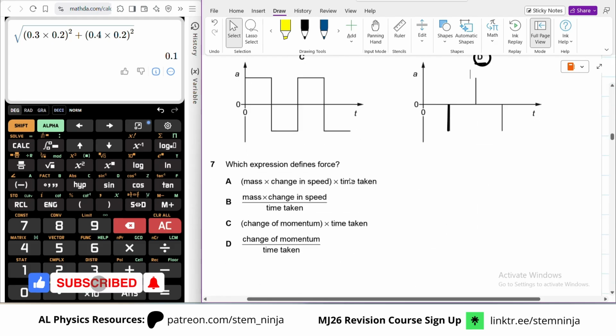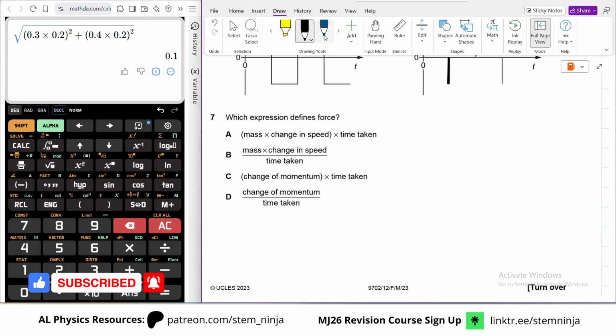Which expression defines force? Rate of change of momentum. Change in momentum over time taken.